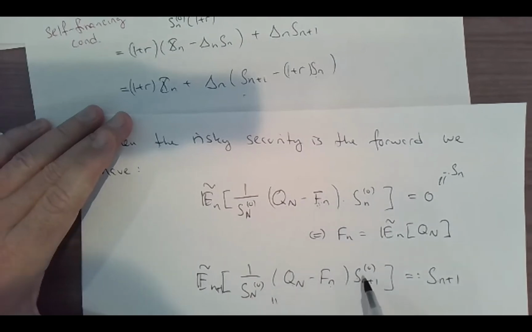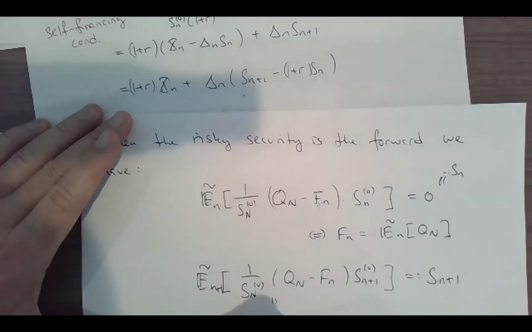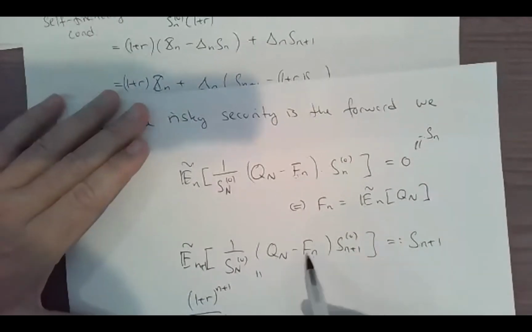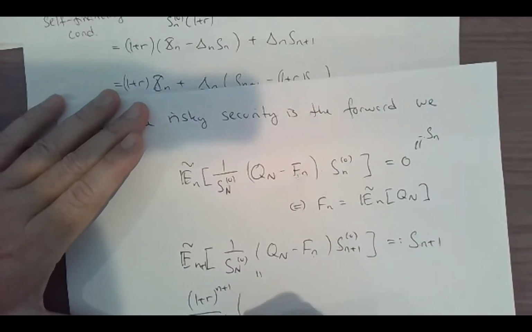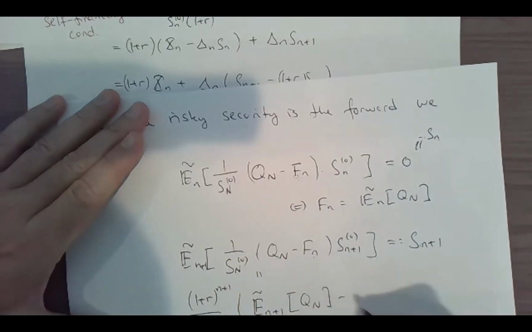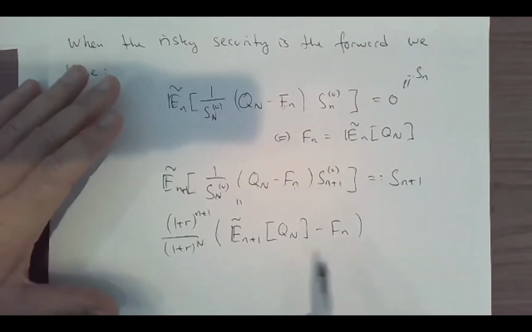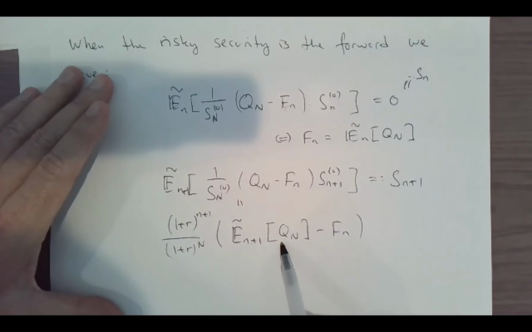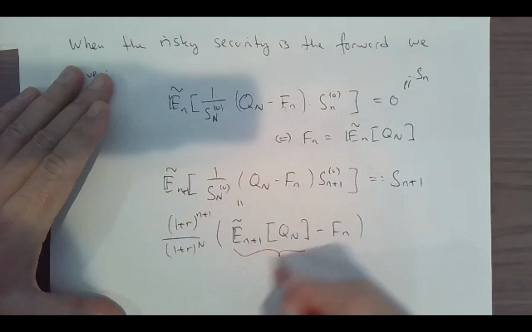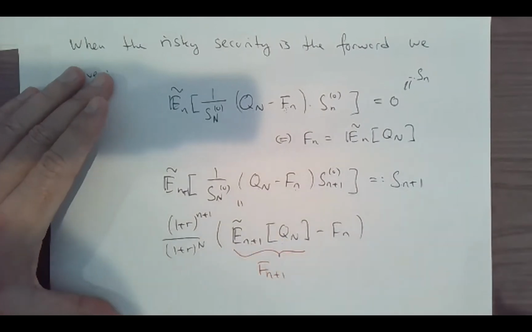We have the ratio between the two bank accounts. So upstairs it'll be 1 plus r to the power n plus 1. Downstairs it'll be 1 plus r to the nth. And then I'll have the conditional expectation of Qn minus Fn. And this we already know what is. This is this quantity here, this is my forward at time n plus 1.